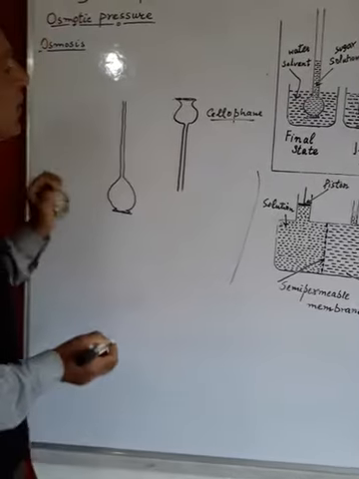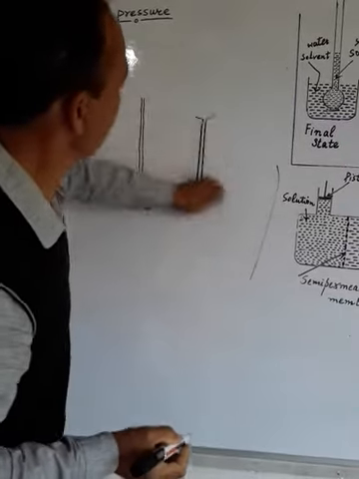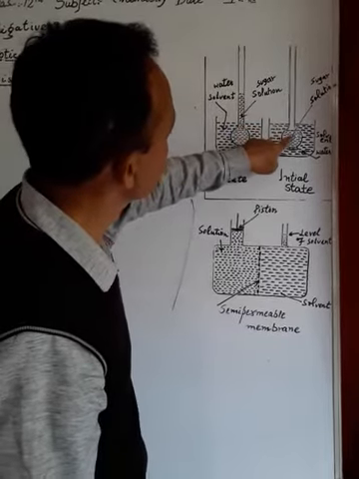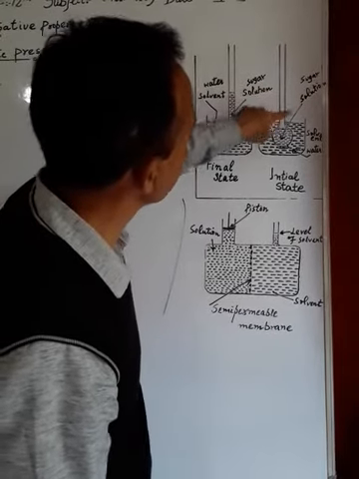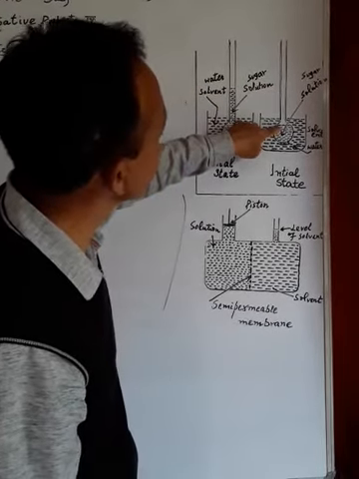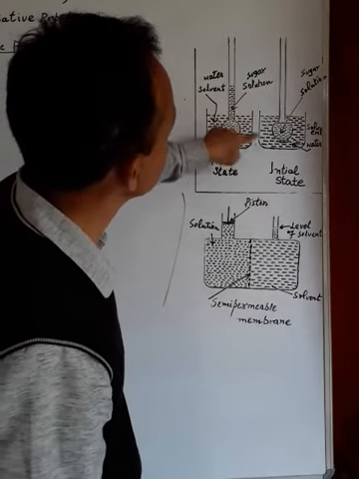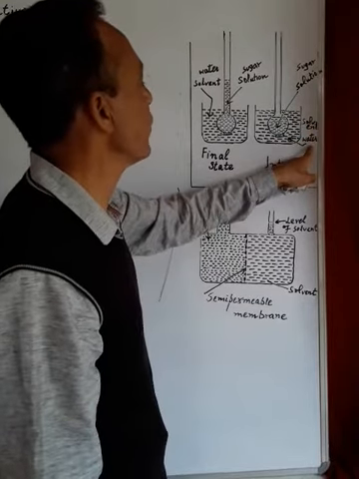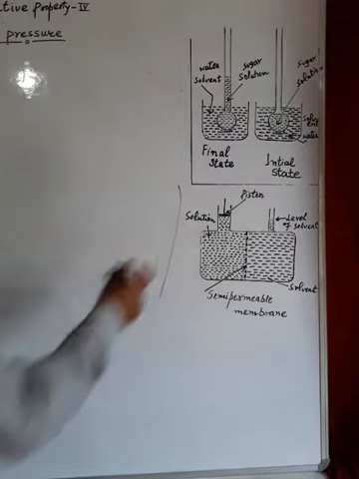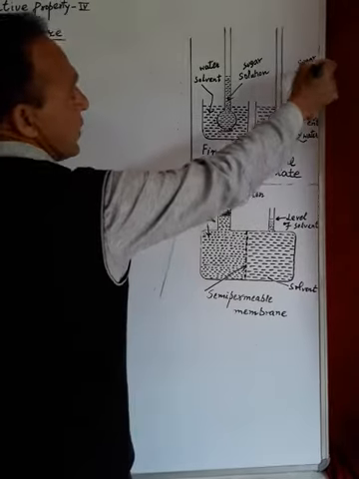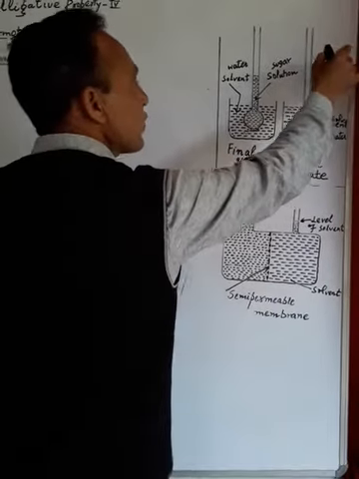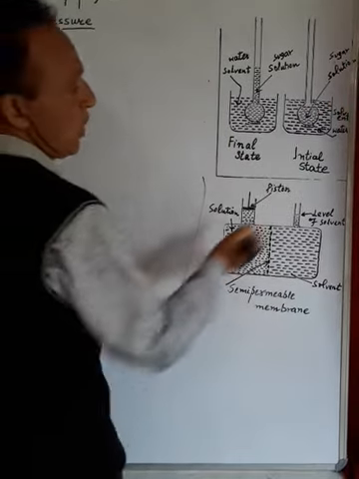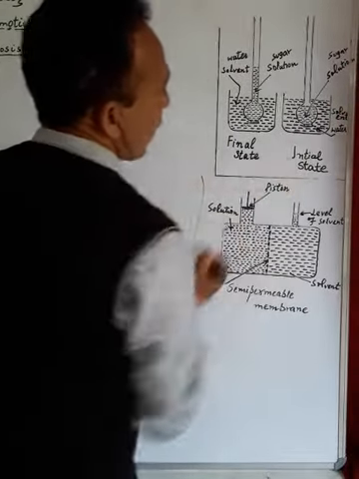हम इसमें sugar solution डालेंगे. So we take the inverted thistle funnel, we take sugar solution in it, and we put this thistle funnel in a beaker containing the solvent, which is water, because the sugar solution is prepared by dissolving sugar in water. So in sugar solution, water is the solvent. So we put it in the water.